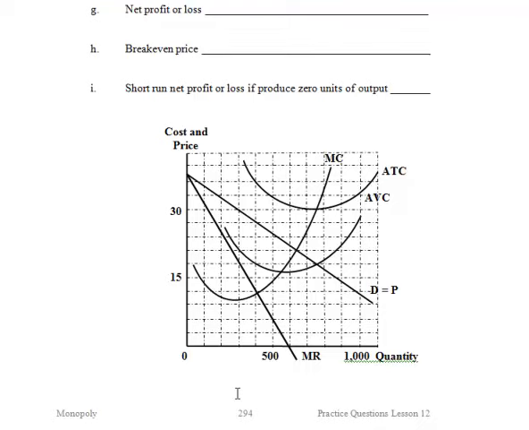So, what did you come up with? Did you determine that the best quantity to produce to maximize profit or minimize losses, in this case, would be 400 units of output? If 500 is 5 squares, then these 4, each square must be representing 400. So if MC equals MR at this point, then the best quantity to produce would be 400.